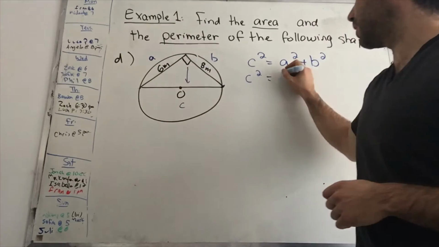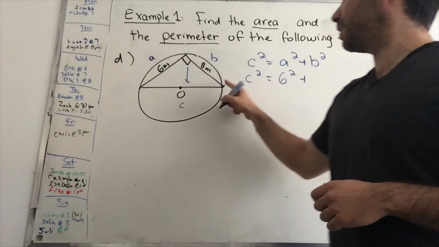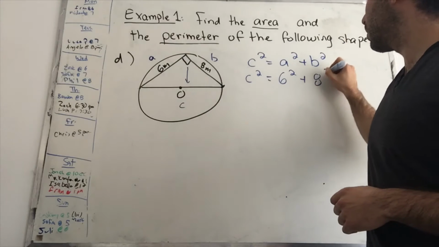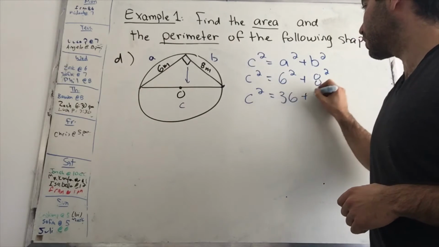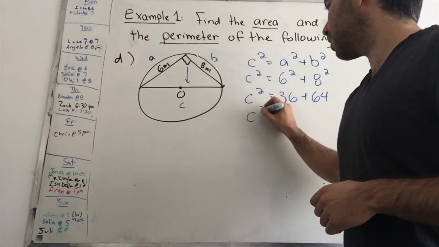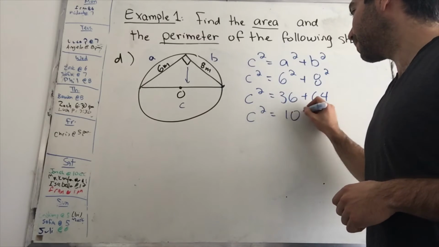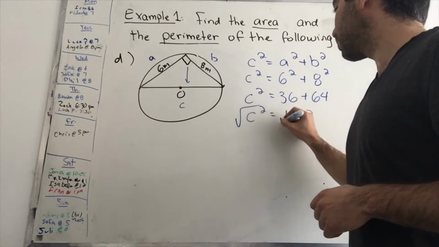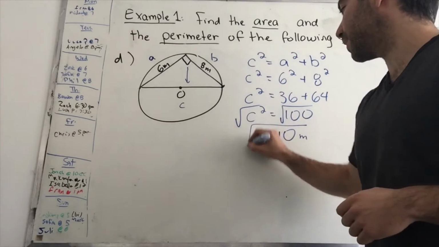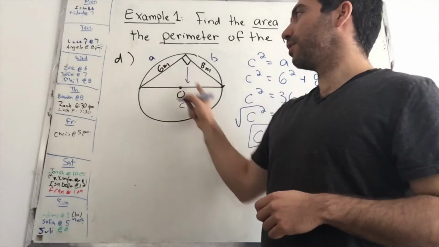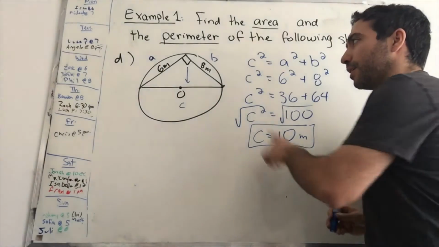a squared is 6 squared, plus b, in this case we called it 8 squared. So c squared equals 36 plus 64. We add the numbers, we get 100. And then the last step, we square root. So c equals 10 meters. Does that make sense? Yep. The hypotenuse is the longest side, 10 is bigger than 6 and 8.